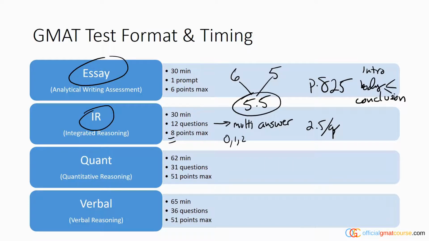Now, onto the quant section. So the quant section is a 62-minute section. This used to be longer. It was recently revised, and it is now 31 questions, which is still an average of 2 minutes per question, which it was originally when it was 37 questions as well. So you have 2 minutes per question.